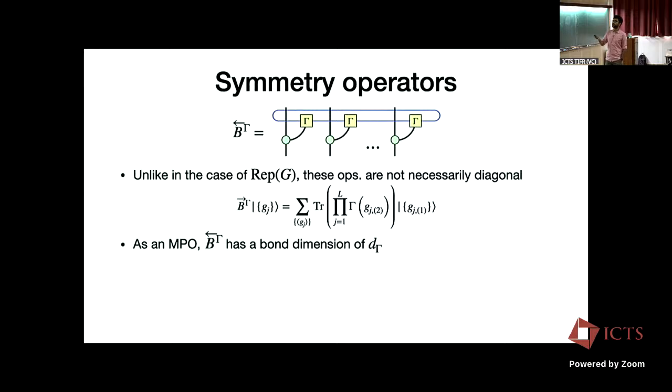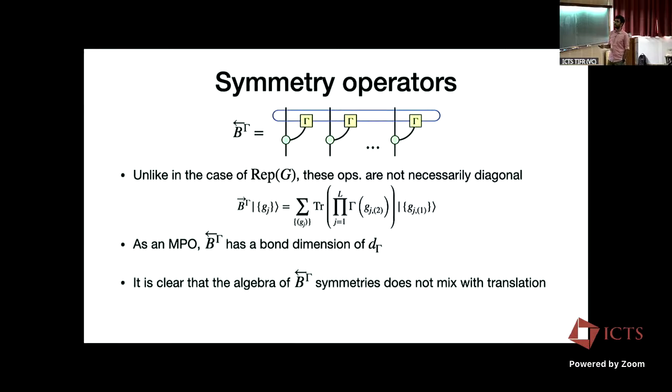And it's clear that if you box these two together, it's an MPO. This gamma and this tensor together, think of that as a box. That is an MPO with dimension equal to the irrep dimension. It's an MPO with bond dimension D gamma. It's also clear that the fusion of these things doesn't mix with translation, as I just showed on the last slide. You multiply two of these, you get a sum over other D gammas.